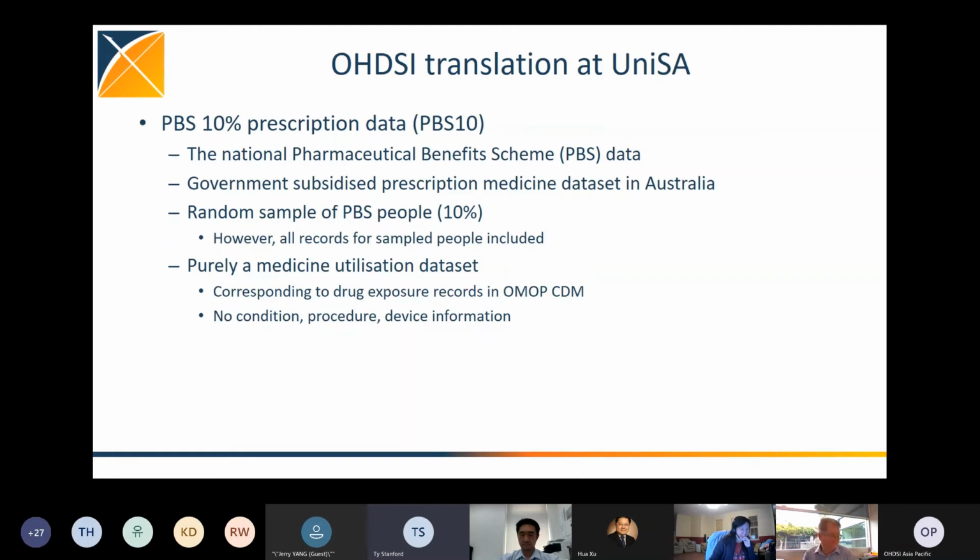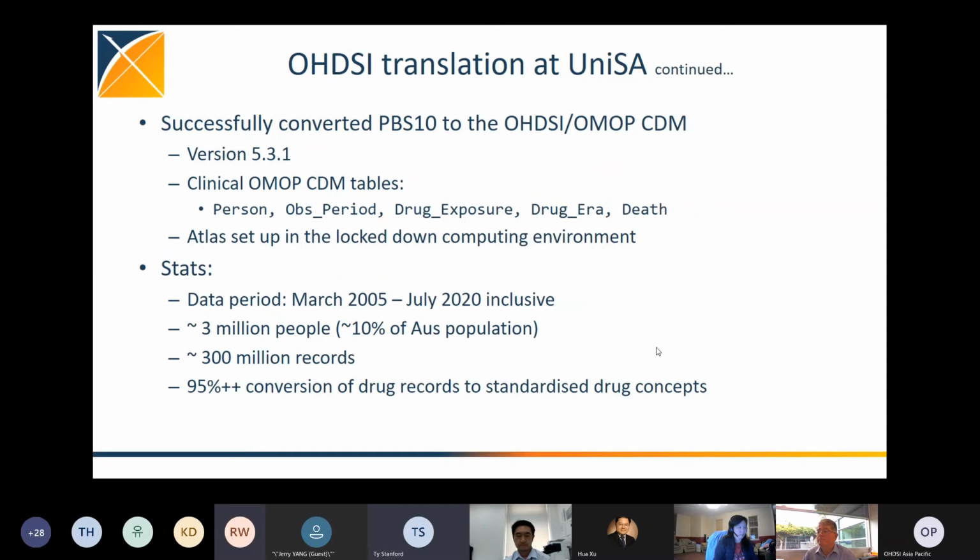Yes, as Dougie mentioned, it's a government subsidy-based data set. So here in Australia, we have the Pharmaceutical Benefit Scheme, which we colloquially call PBS, and made available to us is a 10% sample of that data set. So we've successfully converted that to the OMOP-CDM. It's an interesting data set because it doesn't have conditions or anything like that. It's a purely medicine-based one. But it should provide good insights into drug utilization and things like that. And there's a few stats there for anyone that's into numbers, but that's probably enough. I shouldn't hold up the meeting too much longer.